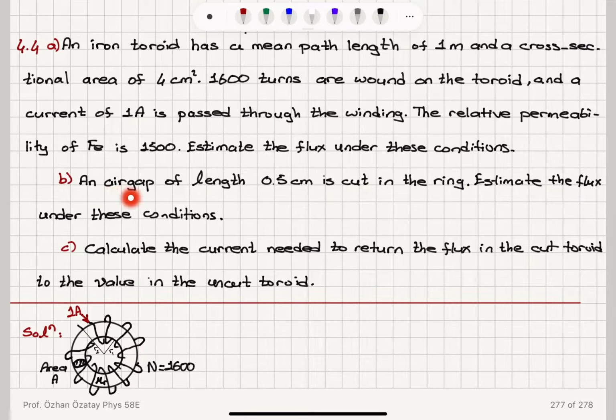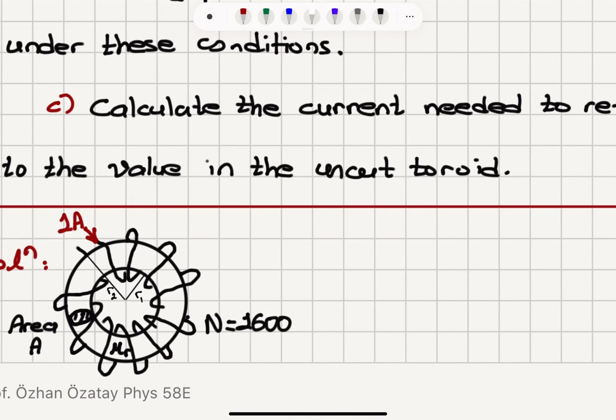And now an air gap of length 0.5 centimeters is cut in the ring. Estimate the flux under these conditions. And in part C, calculate the current needed to return the flux in the cut toroid to the value in the uncut toroid.